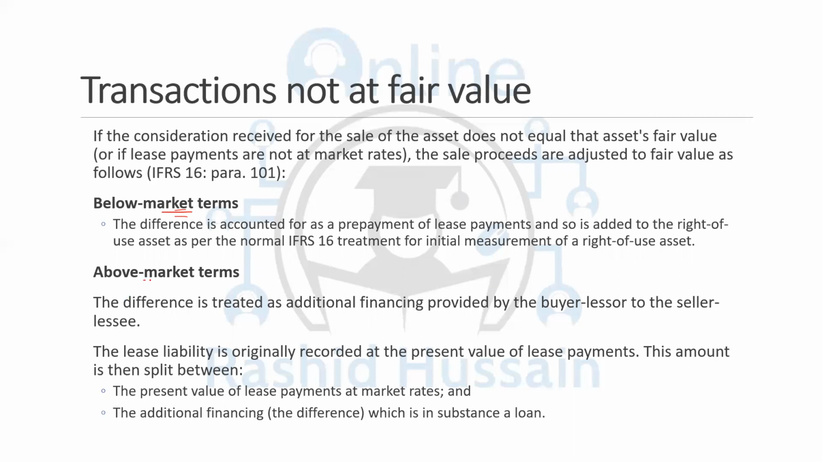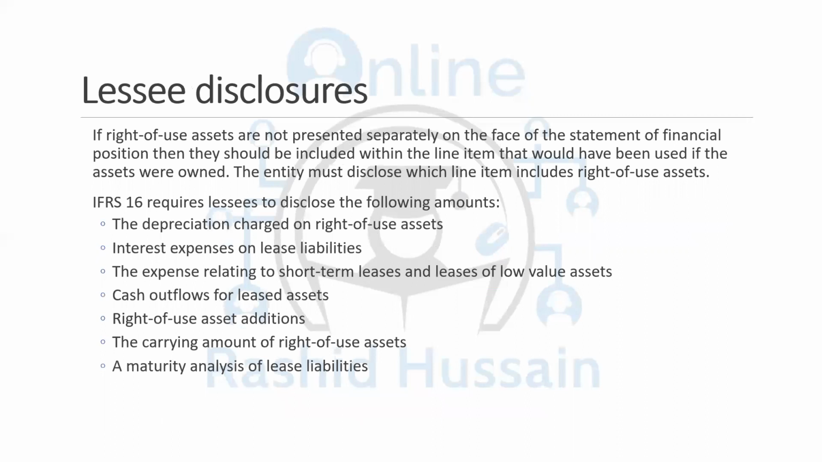If you are selling the asset above market terms, now obviously no buyer is fool enough to buy the asset above the market terms. So for example, if the market value is 10,000 and they are buying it for 12,000 from you, that means they're giving you additional finance, which should be recorded as the liability. So this is all about IFRS 16.